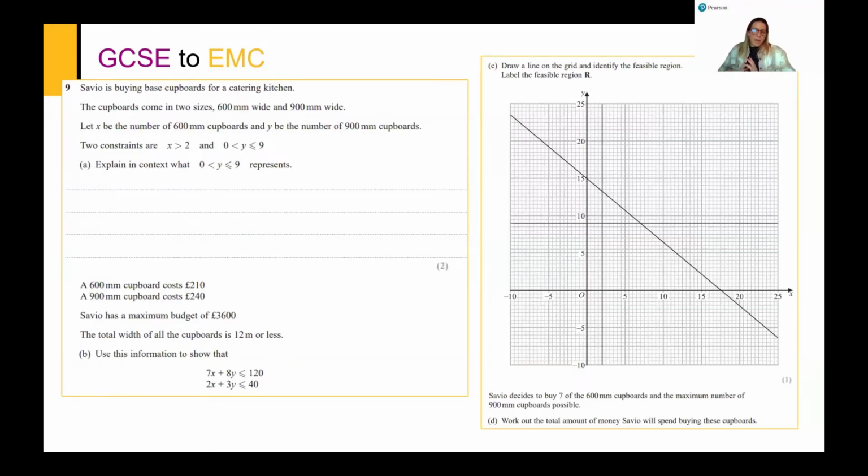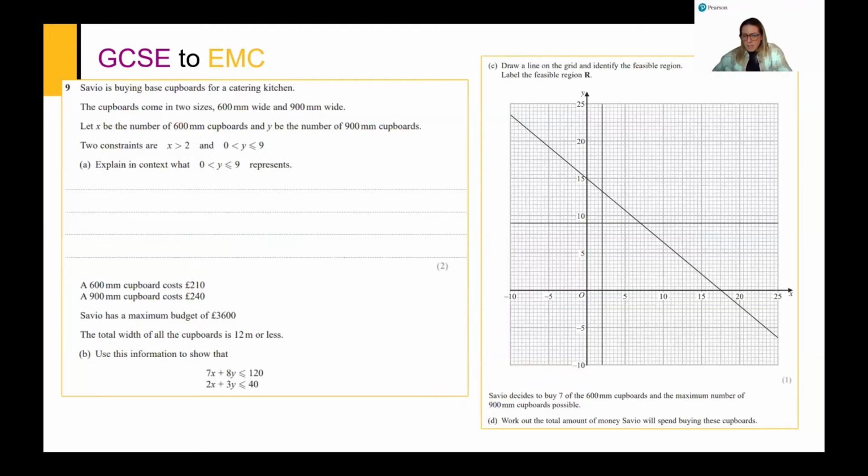And then at the bottom, we've got some costings. So the 600 cupboard costs £210 and the 900 cupboard costs £240. There's a budget in place. The total width of all the cupboards is 12 meters or less. And then we're using all of that information to show those sets of equations given there. Then it takes the students further to represent these graphically. We're drawing on a line or, you know, draw a line on the grid and identify the feasible region. So we're asking for the additional lines.